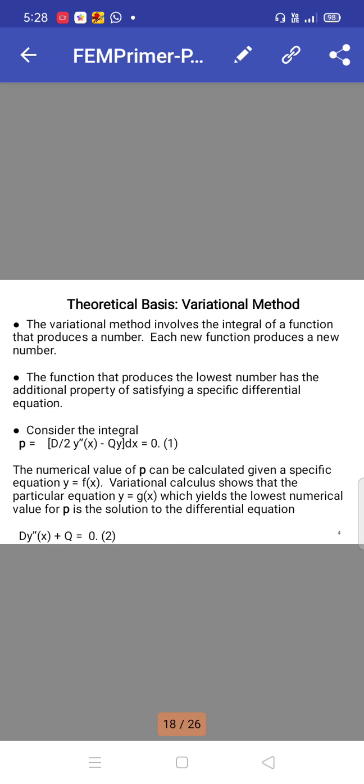The variational method involves the integral of a function of the problem. Each new function produces a new number. The function that produces the lowest number has the additional property of satisfying a specific differential equation. Consider P is equal to the integral of one half y double prime of x squared minus q of y, dx. The numerical value of P can be calculated given a specific equation y is equal to f of x. Variational calculus shows that the particular equation y is equal to g of x, which yields the lowest numerical value for P, is the solution to the differential equation.